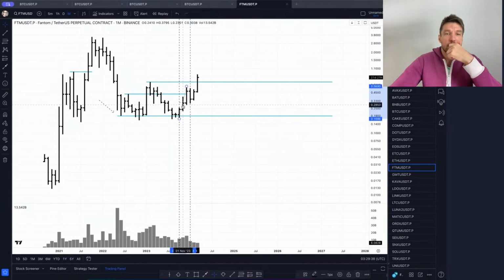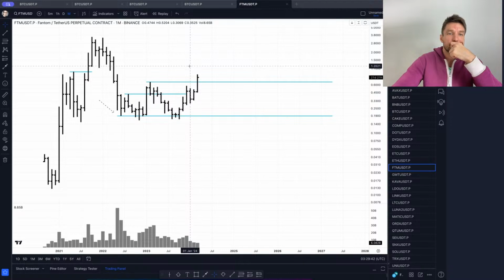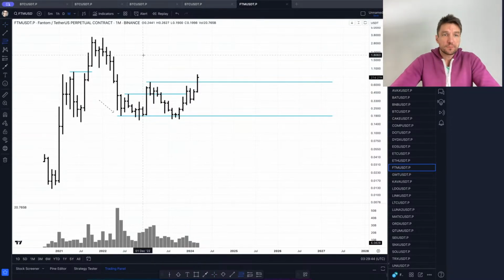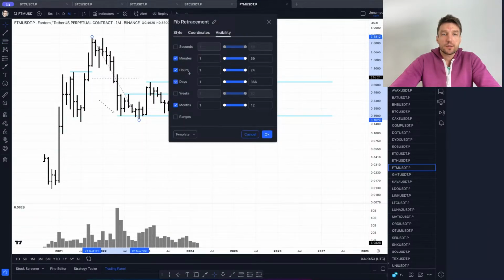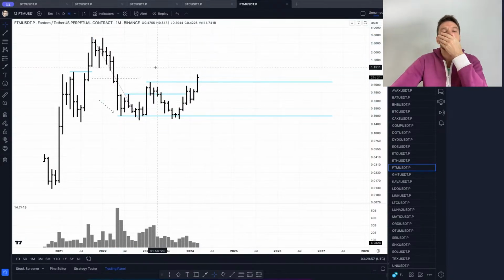Phantom is trying to break out of this. Trying to break out. I hope the music is not distracting. Let me know if it is, I just want to keep my window open. It's nice weather outside.